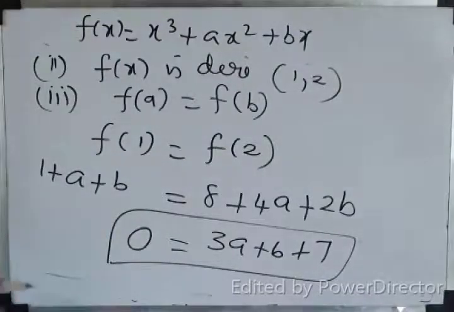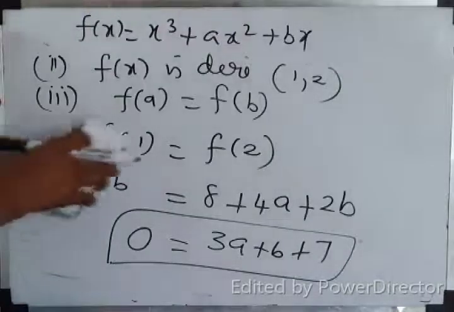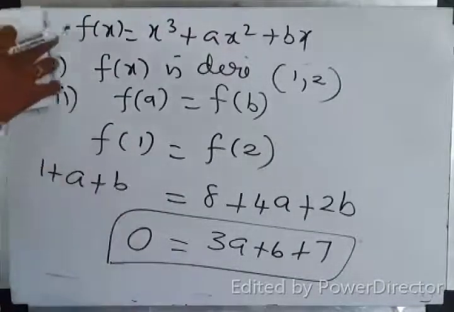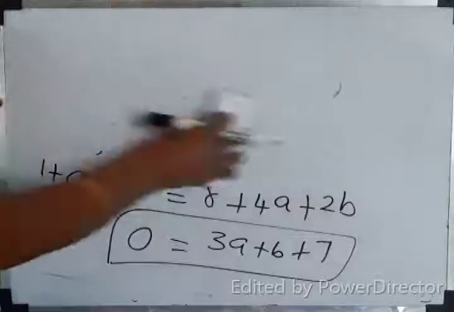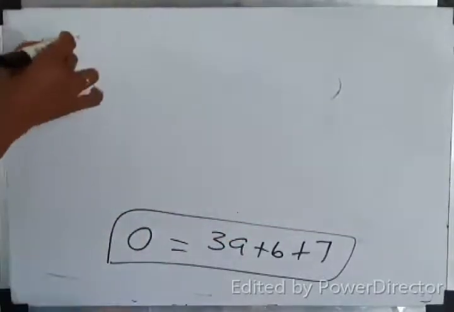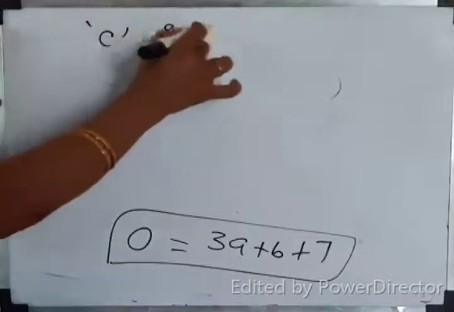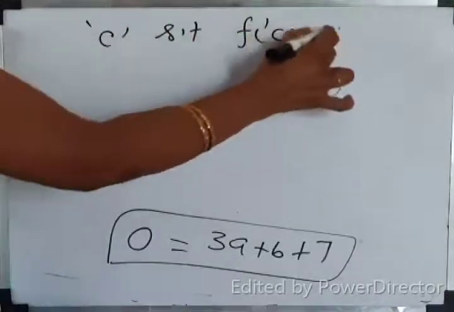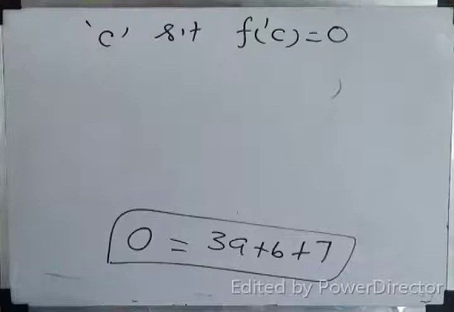Correct? Right. From the third point, I derived the first equation. Now my fourth point is, then there exists at least one value of c such that f dash of c equal to 0. Derivation we didn't do, isn't it?